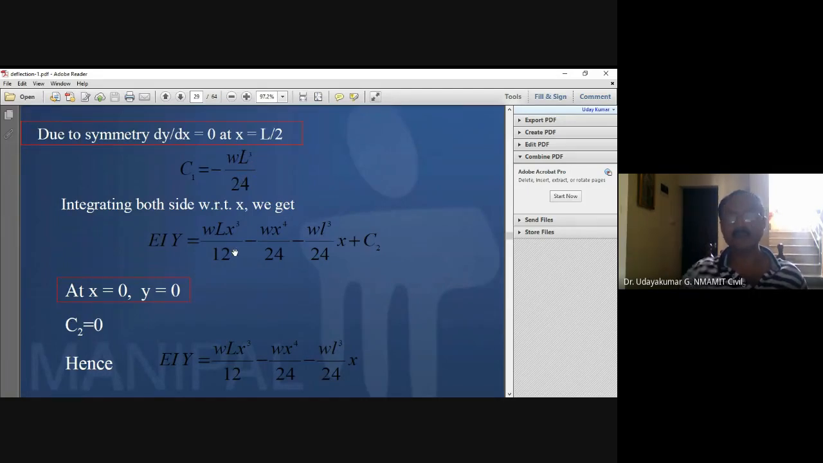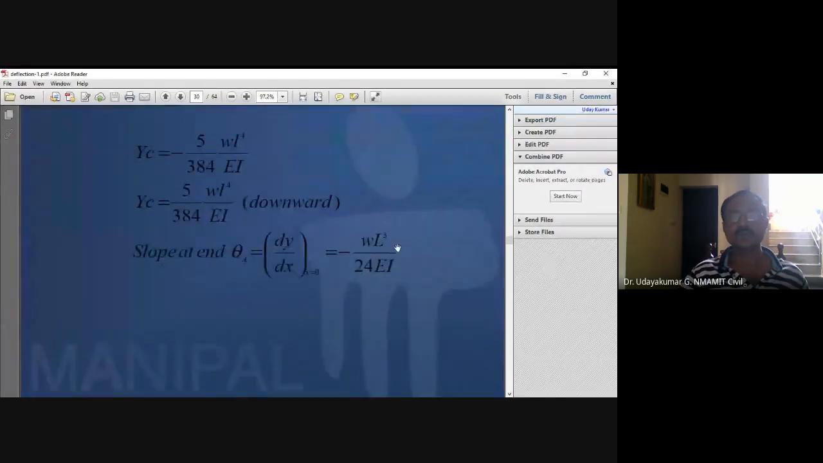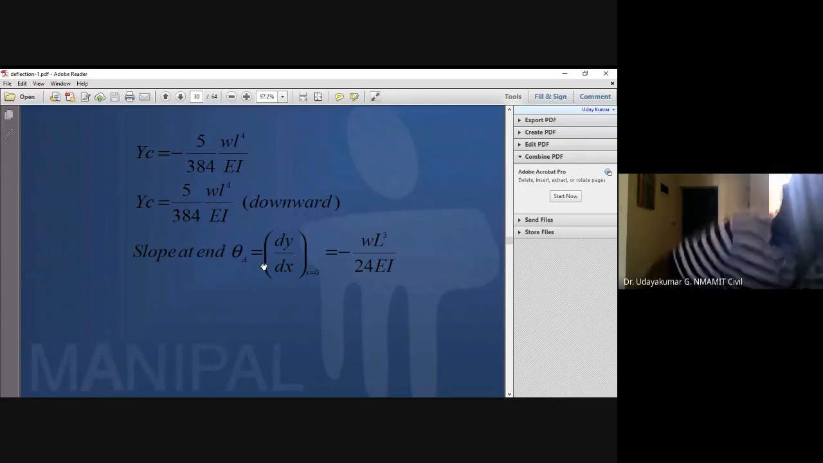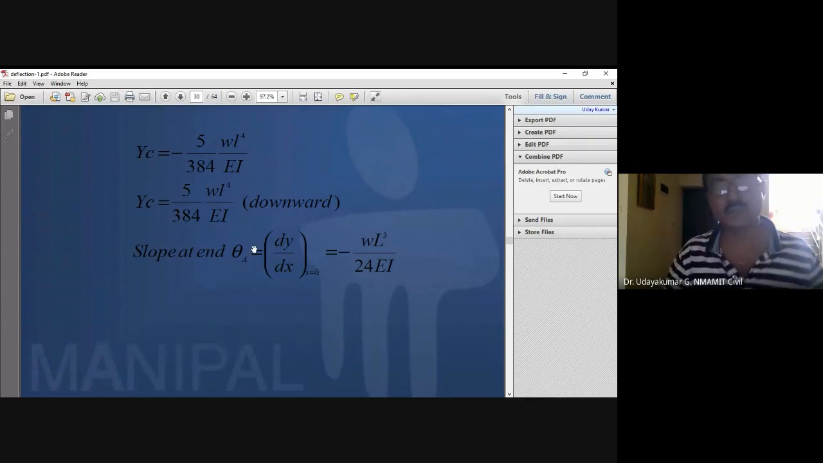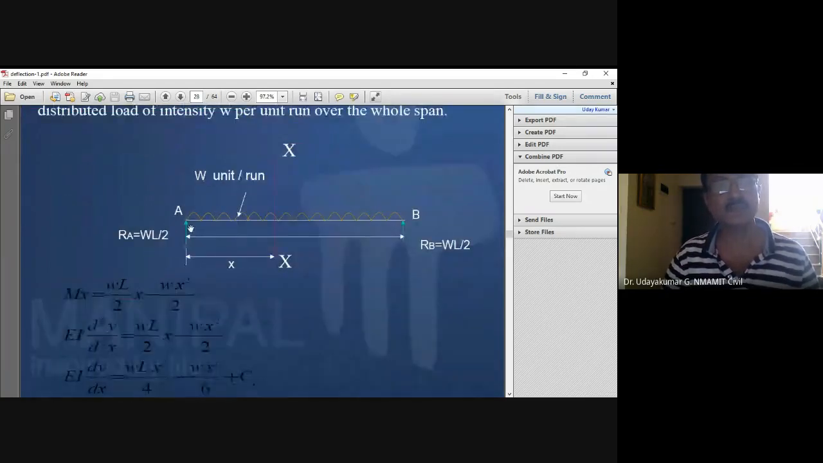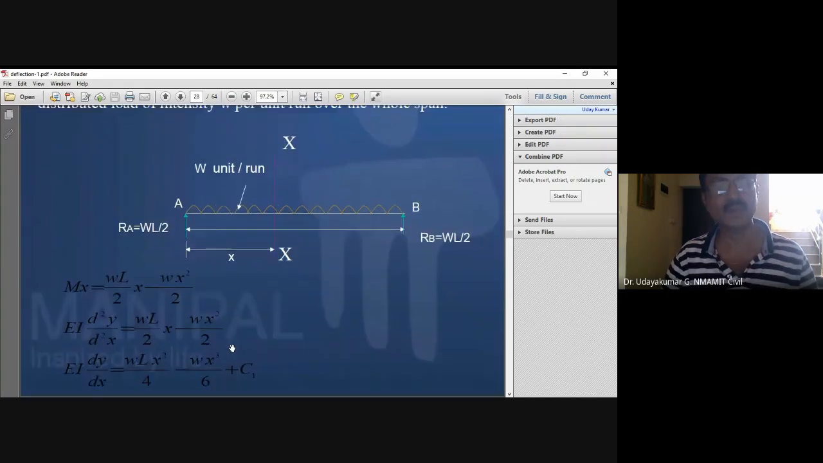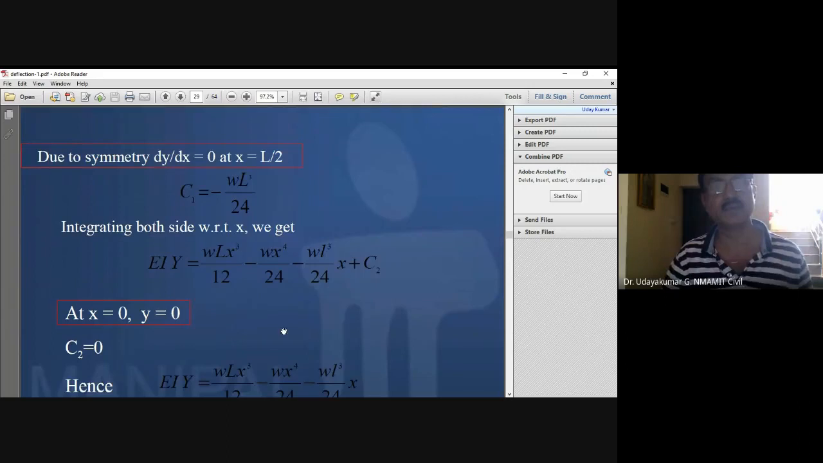WL cubed by 24 EI. That is the slope at the end, by putting x equal to 0. dy by dx at x equal to 0 is nothing but the value of C1 divided by EI.